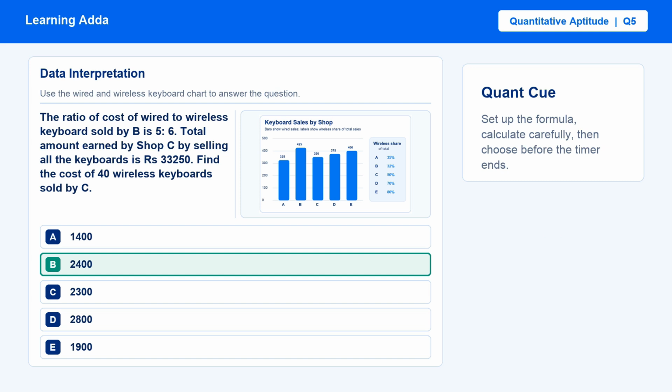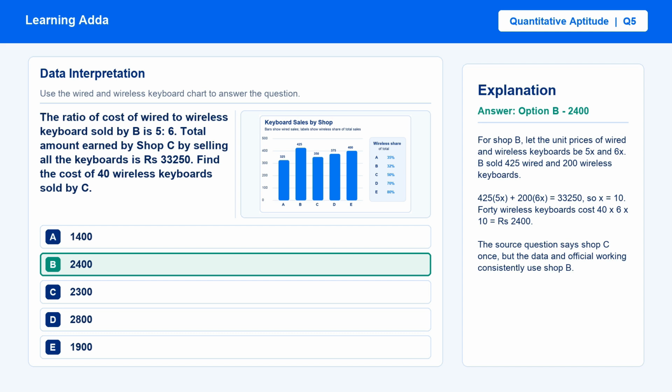The answer is option B, 2400. For shop B, let the unit prices of wired and wireless keyboards be 5x and 6x. B sold 425 wired and 200 wireless keyboards. 425 times 5x plus 200 times 6x equals 33,250, so x equals 10. 40 wireless keyboards cost 40 times 6 times 10 equals rupees 2,400. The source question says shop C once, but the data and official working consistently use shop B.